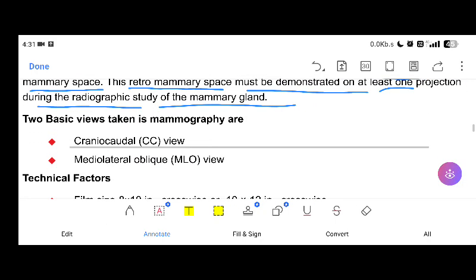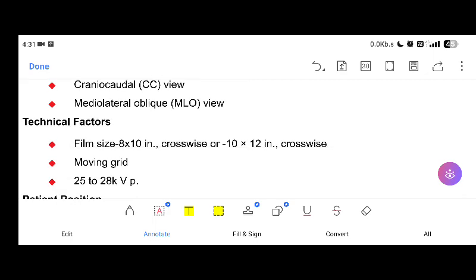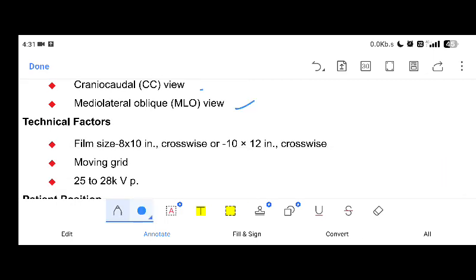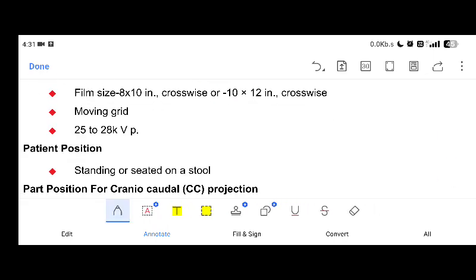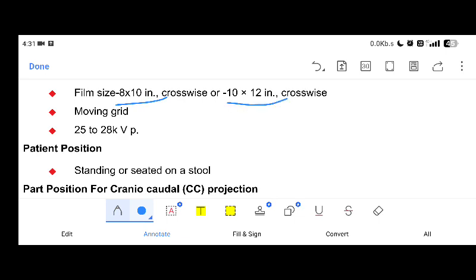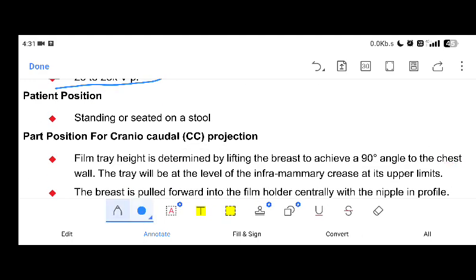Two basic views are taken for mammography: CC, craniocaudal, and mediolateral oblique view. Technical factors used are 8 by 10 film size, or crosswise 10 by 12, a moving grid is used, and 25 to 28 kVp is used. Patient position is standing or seated on a stool.